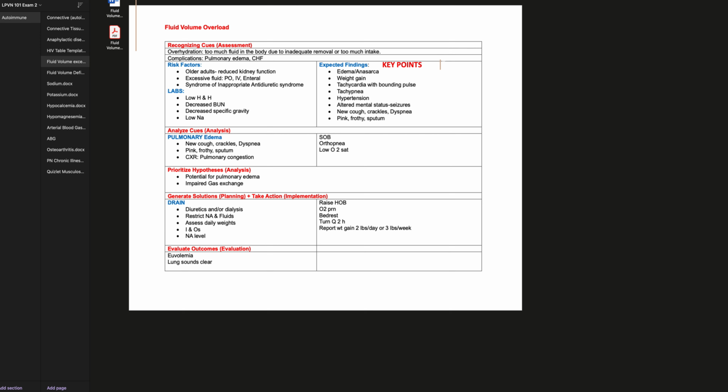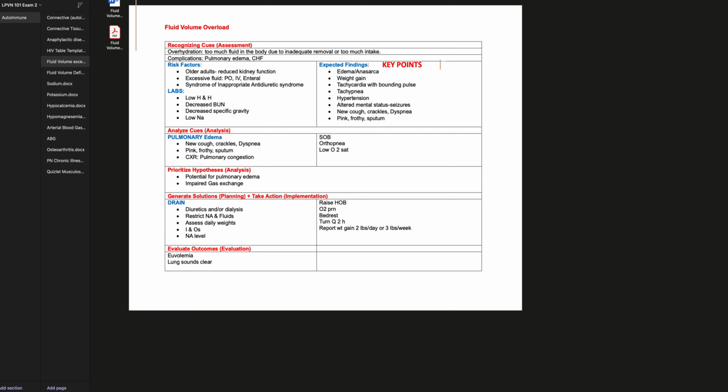Now, with pulmonary edema, I already told you a new cough, crackles and dyspnea, and pink frothy sputum. The chest x-ray is going to show that the pulmonary areas are congested. Okay, so they're going to be short of breath. They're going to have orthopnea. Orthopnea means they can't lay flat. They're going to be trying to sit up. You may have to rest them over the bedside table sitting up. Get the head of the bed up. And they're going to have a low O2 sat if they have pulmonary edema or exacerbation of their CHF.